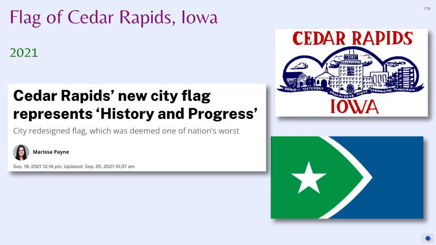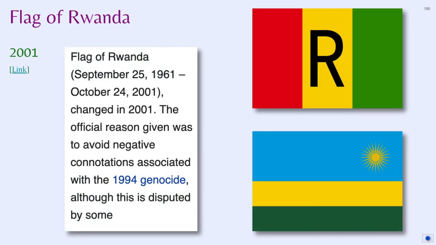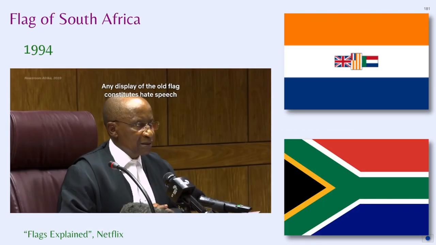Last year saw another terrible American city flag redesigned, Cedar Rapids, Iowa. And of course, national flags have been redesigned also. The current Rwandan flag was adopted in 2001, ostensibly to avoid the negative connotations associated with the 1994 genocide. The new flag of South Africa was adopted at the beginning of the 1994 general election, the first to allow citizens of all races to vote. It has been declared that any display of the old flag, also known as the apartheid flag, constitutes hate speech.